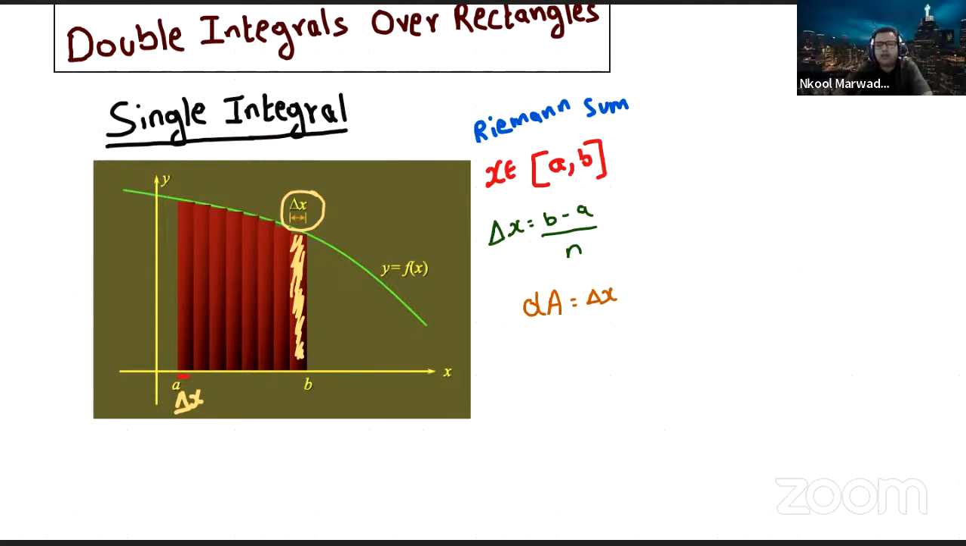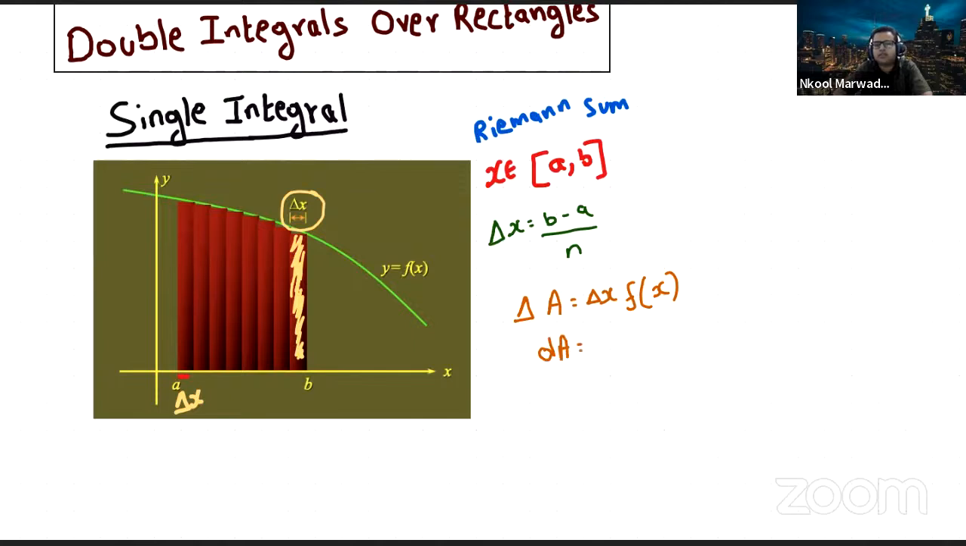And I have to make this delta x very small. And when I make this delta x infinitesimally small, very close to 0, then I will get dA. So I can write it as f(x) dx.